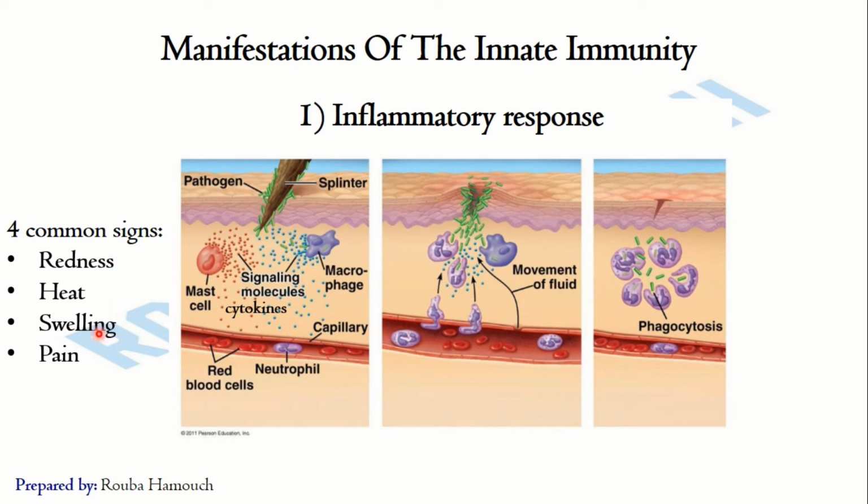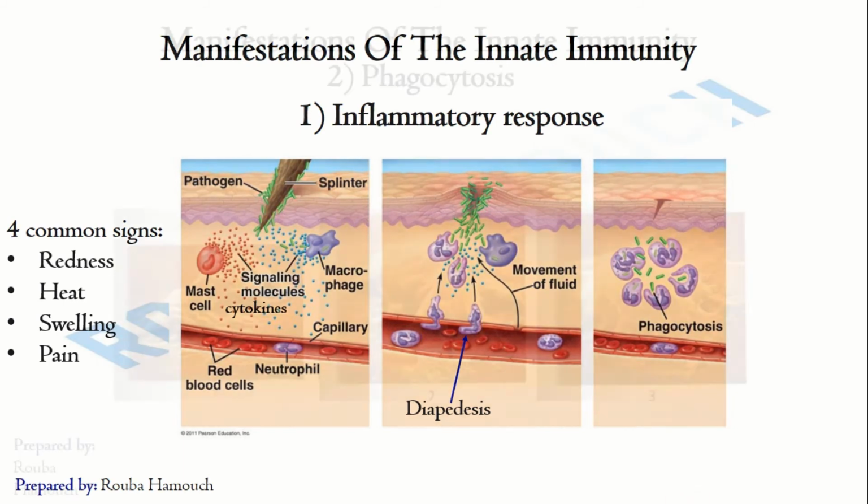These signs are caused by cytokines. Cytokines are chemical molecules secreted by macrophages and the infected tissues and the microbe. The cytokines will increase the blood vessel permeability and the blood flow toward the infected tissue, and they will attract the phagocytes, and after that the phagocytes will phagocytose the microbe. The movement of the phagocytes is called diapedesis.